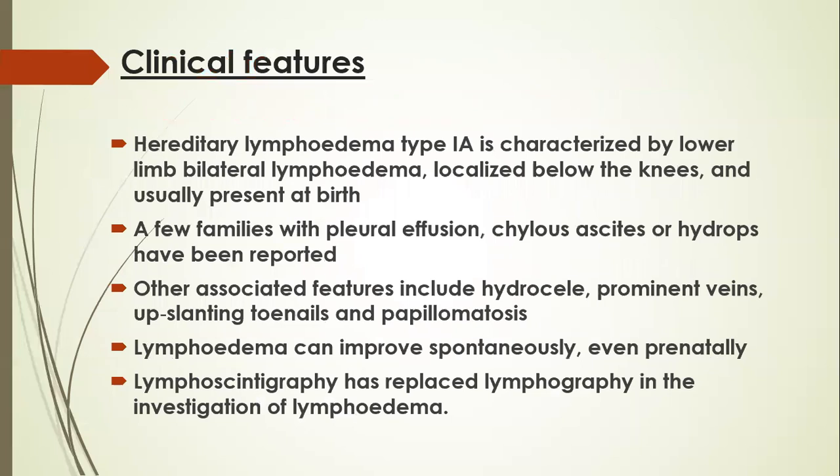The hereditary lymphedema type 1A is characterized by lower limb bilateral lymphedema, localized below the knee and usually present at birth. A few families present with pleural effusion, chylous ascites, and hydrops. Other associated features include hydrocele, prominent veins, up-slanting toenails, and papillomatosis. Lymphedema can improve spontaneously, even prenatally.